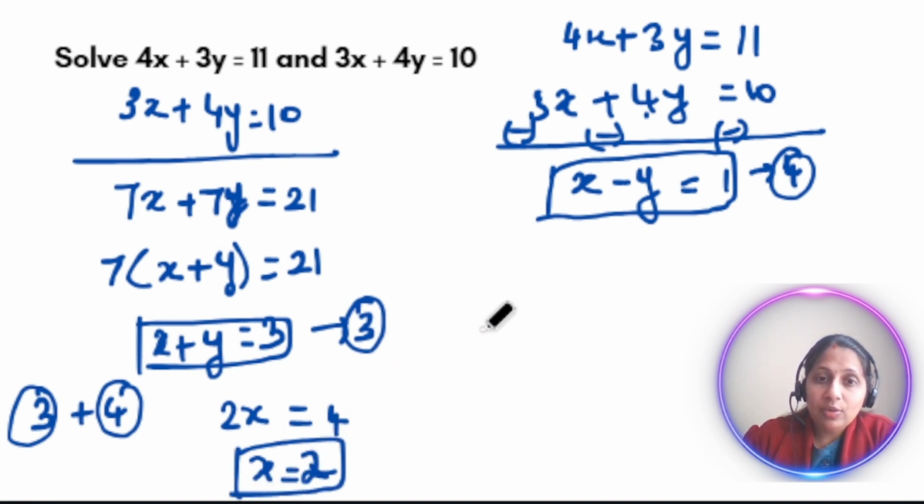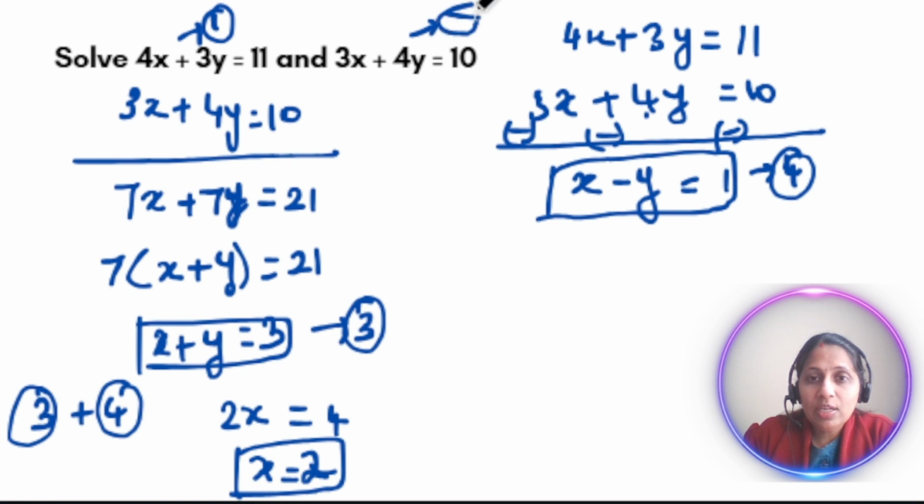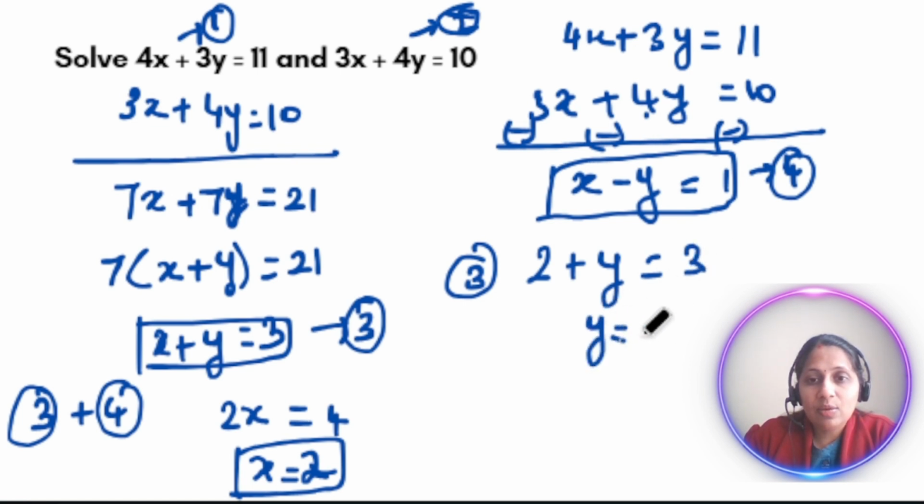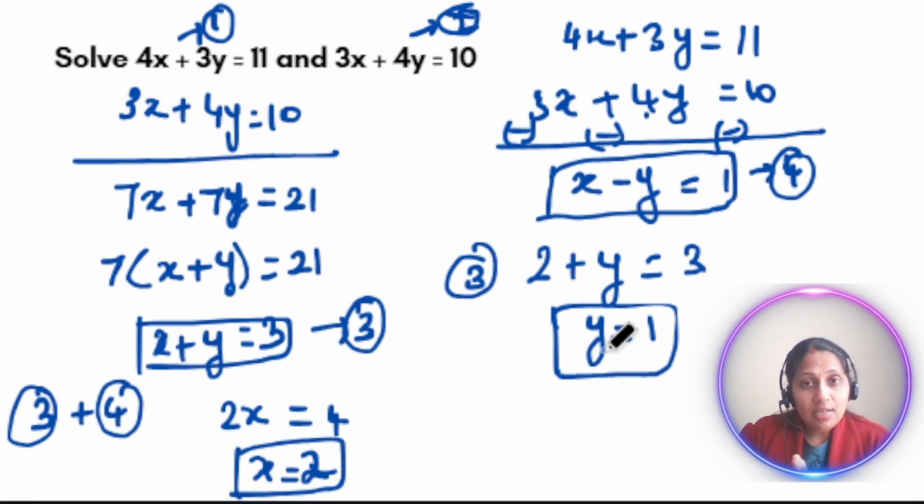Let's find the value of y. For that we can choose any of these equations, either your first one or your second one or your third one, fourth one, anything you can choose. So let me take the third equation. So x is 2. 2 plus y gives me 3. So y must be equal to 1. So now I have got my x and y values.